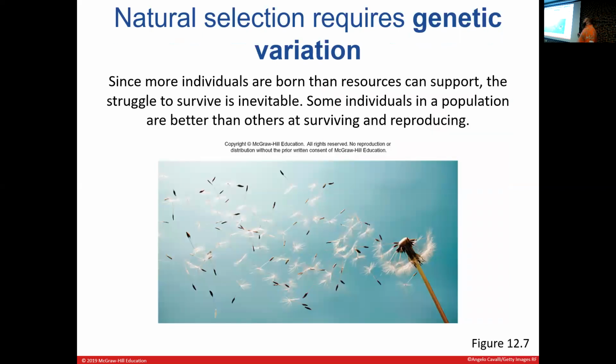Now, ultimately, natural selection is going to require genetic variation. Since more individuals are born than resources can support, the struggle to survive is inevitable, right? Now, some individuals in a population are better than others at surviving and reproducing, and ultimately, they're going to be the ones passing their genetics along.